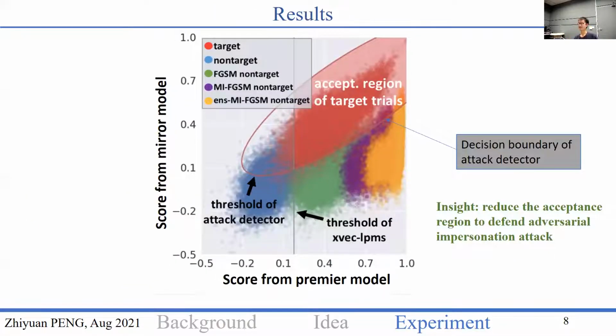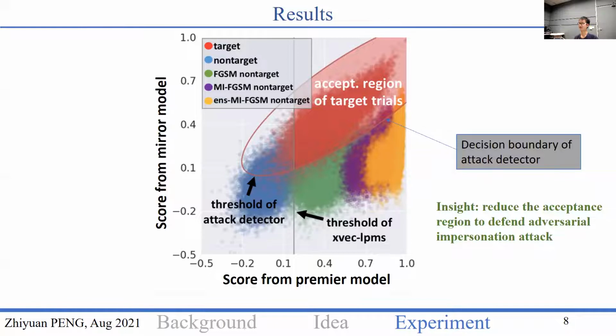Here we visualize the scatter plot of score pairs produced by the two models. The x-axis and the y-axis represent the scores from the primary and the mirror. Each dot represents a score pair. If a score pair lies in the bottom left corner, it means both models have low confidence in accepting the speaker claim. And the top right corner means high confidence.